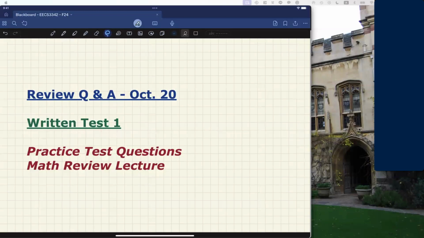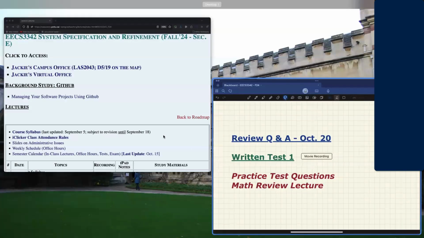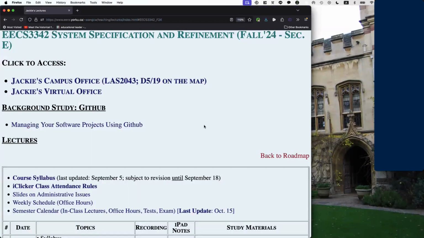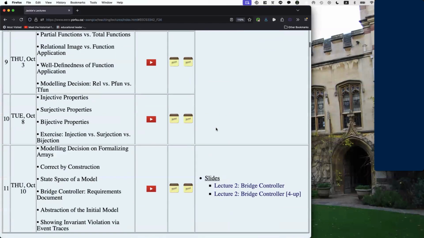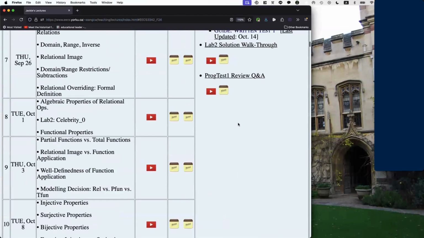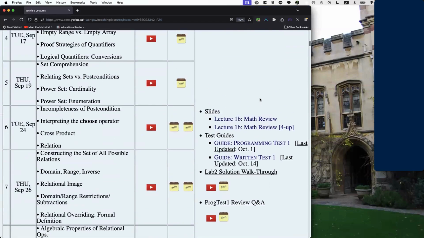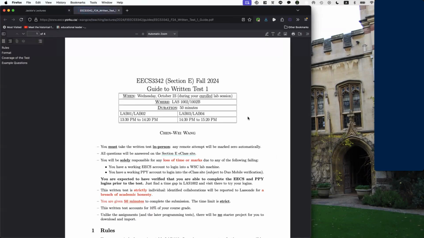So let's now talk about your written test one on Wednesday. Why don't we take a quick look at the test guide just for a few minutes, just to make sure you don't miss any important information. So I presume you have read it. It's really important, but I'm gonna highlight certain parts very quickly. But of course, you gotta make sure you read through the guide.